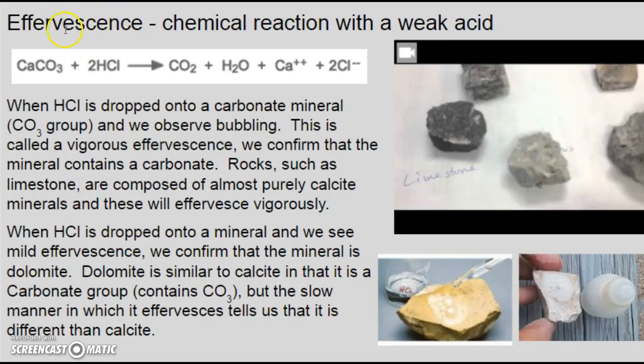The next one we'll look at is effervescence. This is where a chemical reaction takes place with a weak acid, and the weak acid will be HCl. When we drop HCl onto a carbonate mineral, a CO3 group, as you can see, calcite is calcium carbonate, and here's our HCl, and we observe bubbling. This is called, in the case of calcite, a vigorous effervescence. We confirm that the mineral contains a carbonate, in this case calcite.